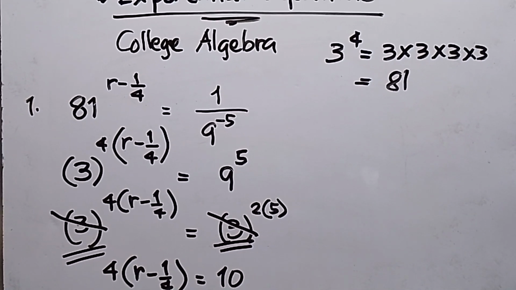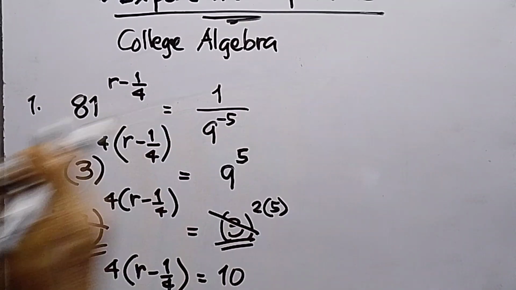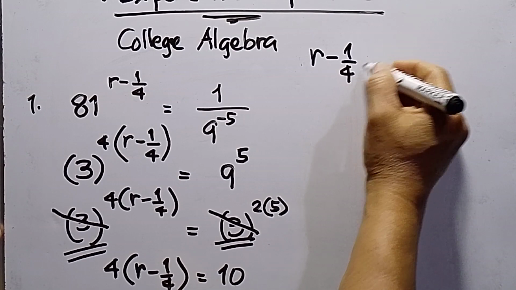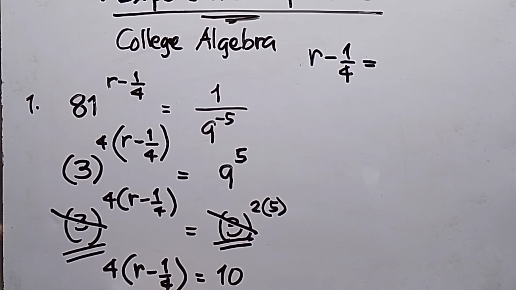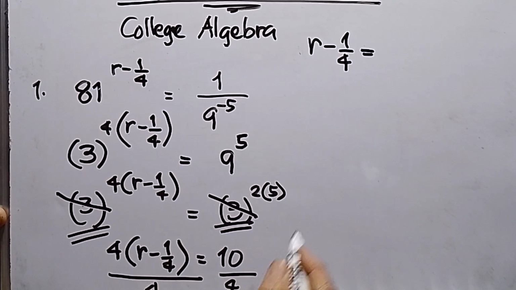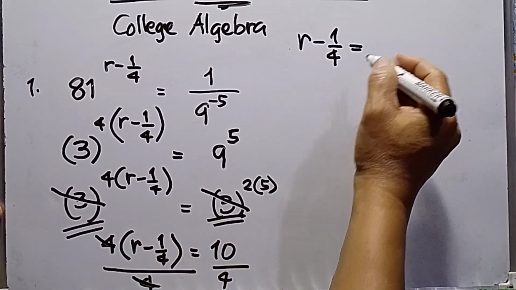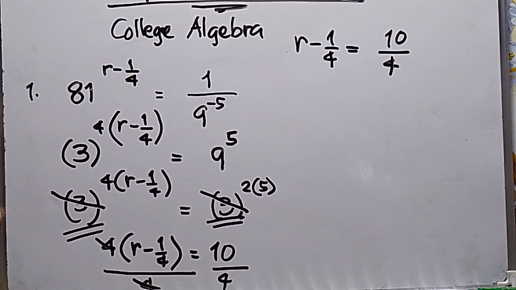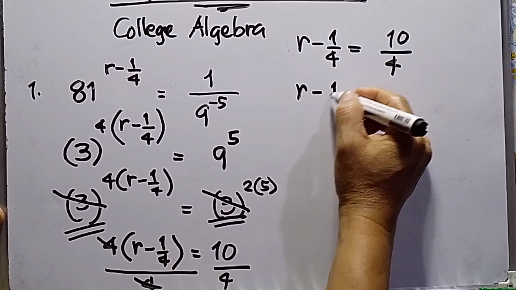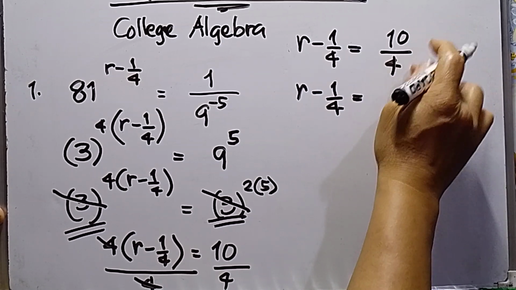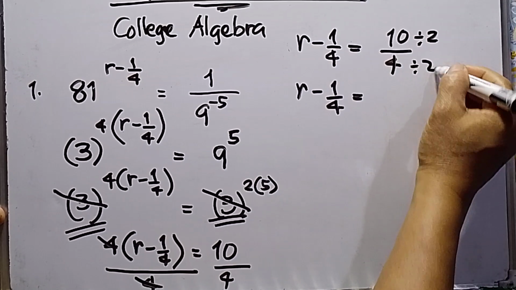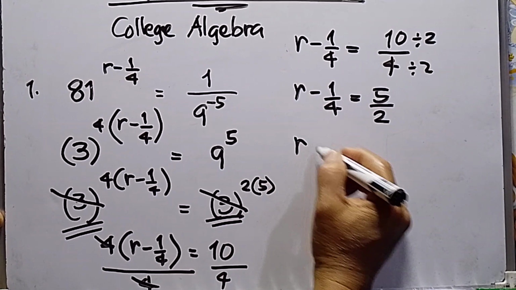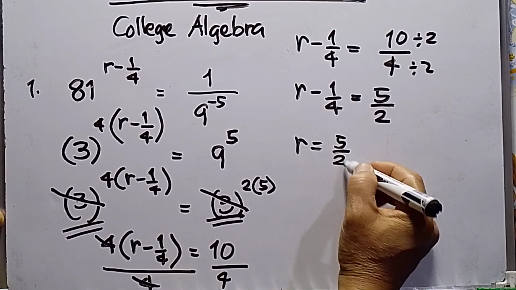So solving for r. So I can say r minus 1 over 4 is equal to, we need to divide this one by 4 on both sides. So this will be crossed out. So I have now 10 over 4, sorry. And then reduce: 10 divided by 2, so this will be 5 over 2. So r minus 1 over 4 is equal to 5 over 2.